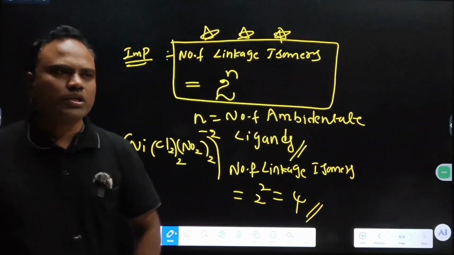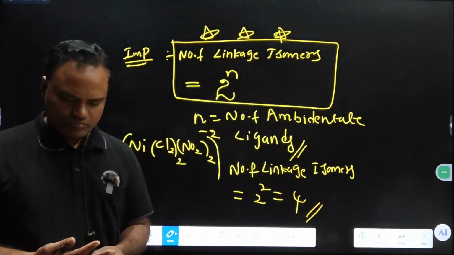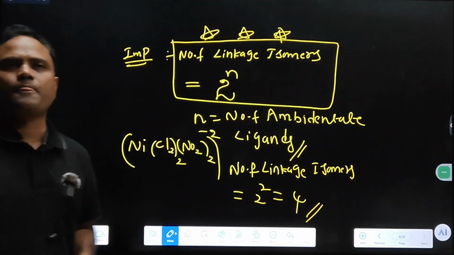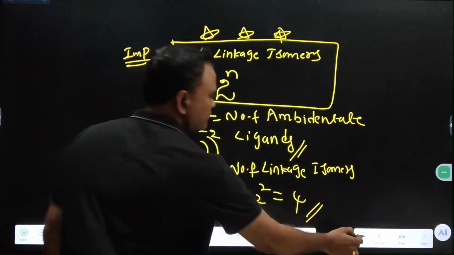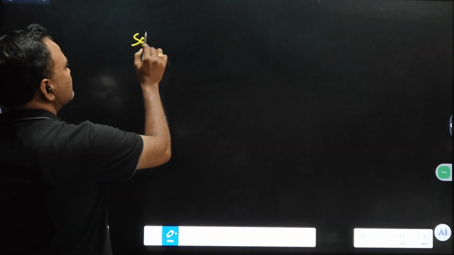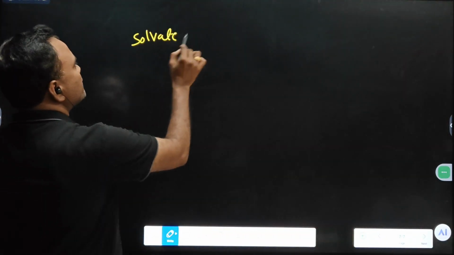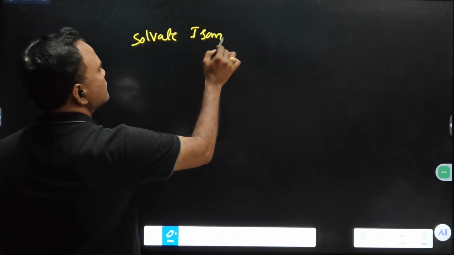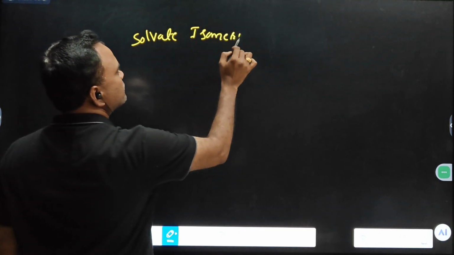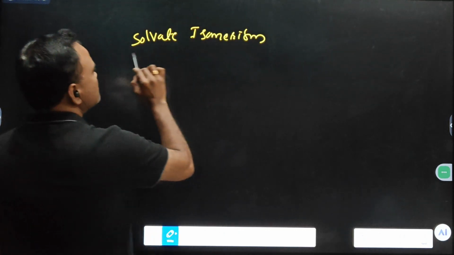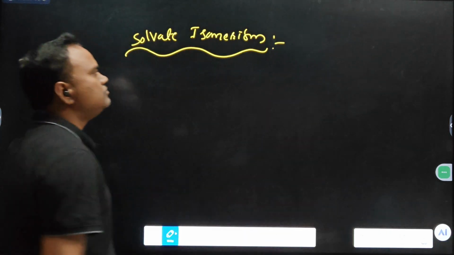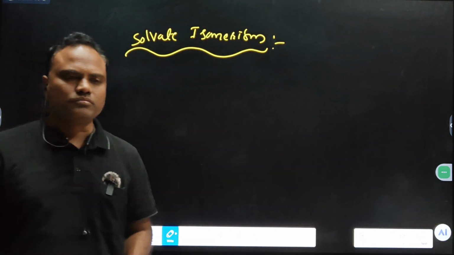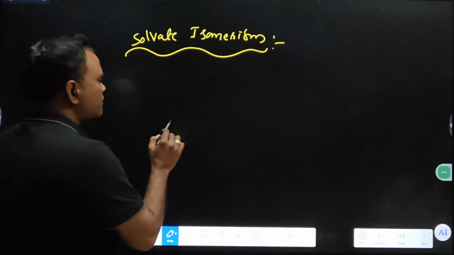Linkage isomerism is over. Next, solvate isomerism. Again, take one example.